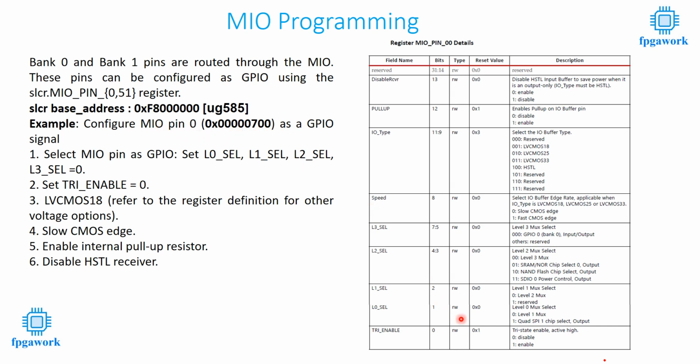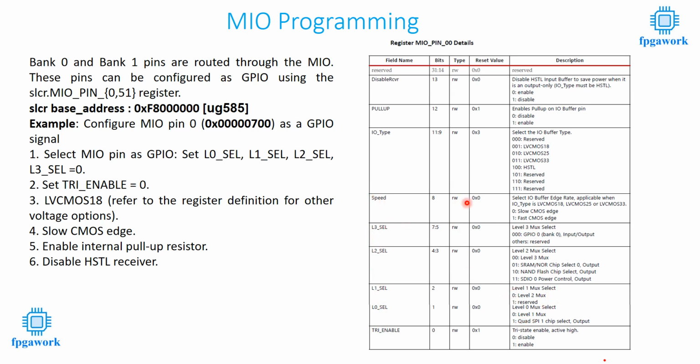This is 32-bit data; this is how we can configure this pin. It has tri-enable. If you want to enable a tri-state, you can write 1 here. Again, as I mentioned, there are 4 different levels for muxing: level 0, 1, 2, 3. You can select them according to your application.